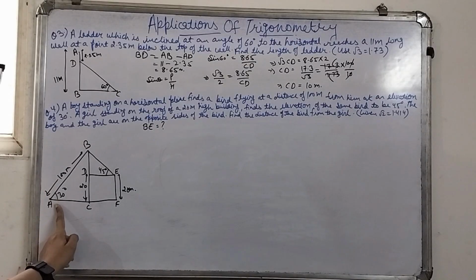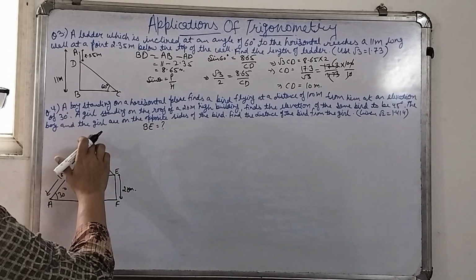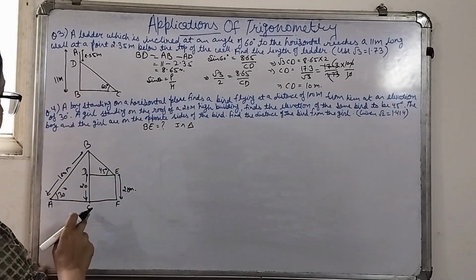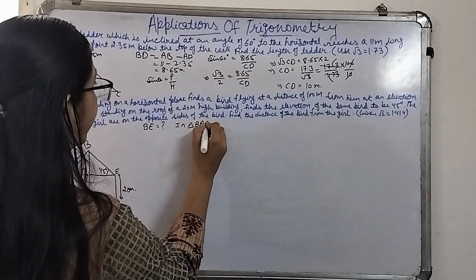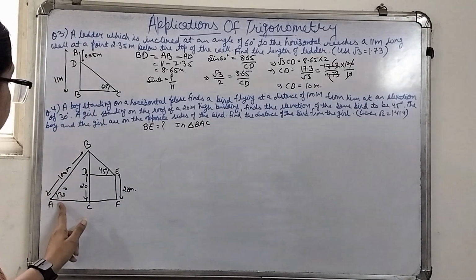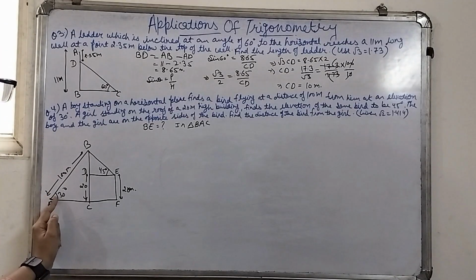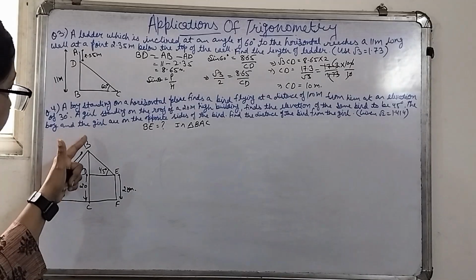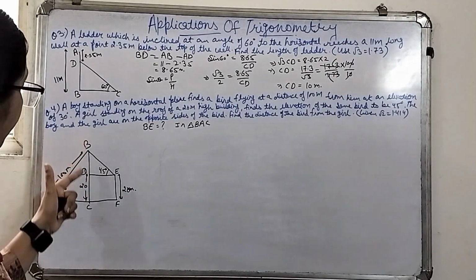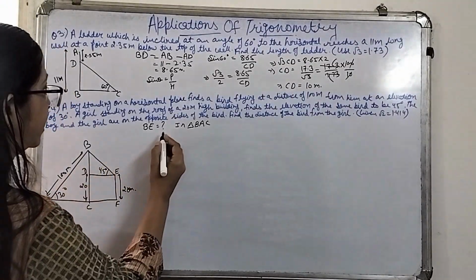Now, the angle of elevation from here is 30 degrees given, and here it is 45 degrees given. First of all, we will be considering triangle BAC. Over here, the angle of elevation, that is theta, is 30 degrees given to us, and the hypotenuse is given to us. If this is the 30 degree angle, then BC will be the perpendicular, and the relation between perpendicular and hypotenuse is sine theta. So we will be considering sine theta.